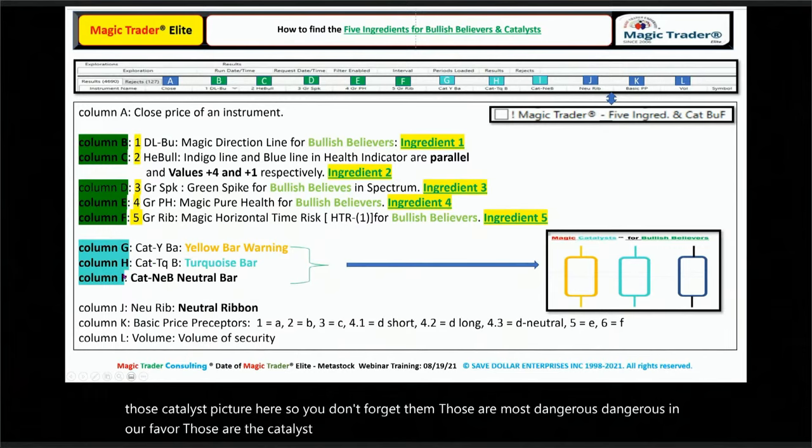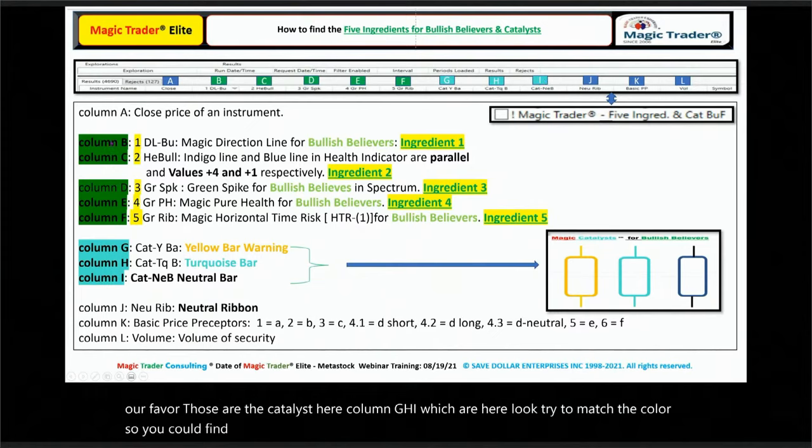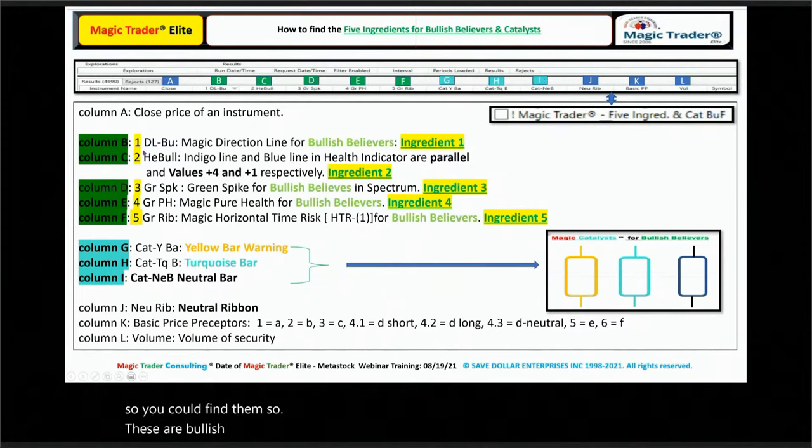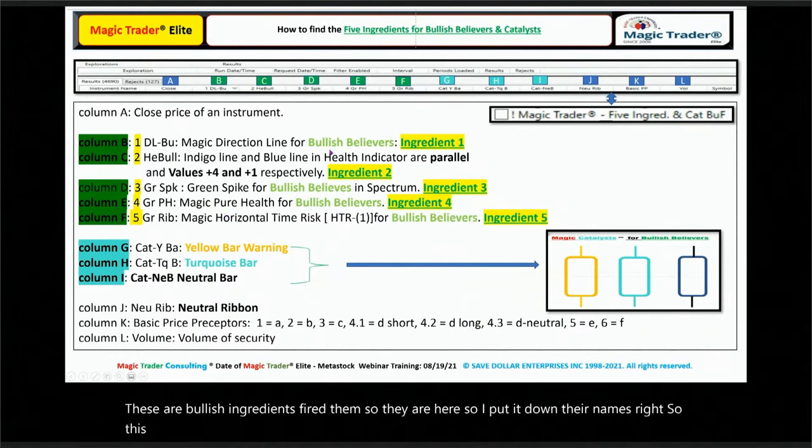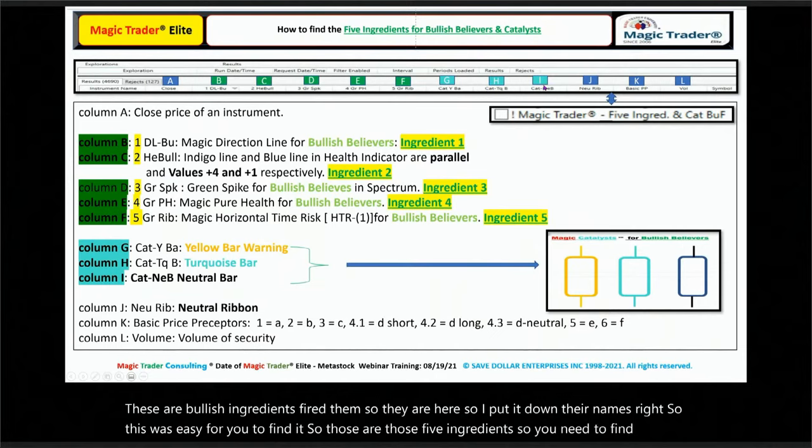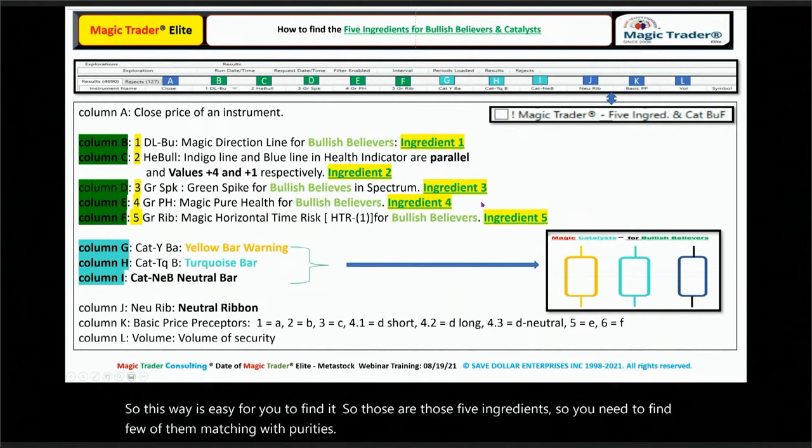Columns G, H, and I, which are here, look. I tried to match the colors so you could find them. So these are the bullish ingredients, five of them, and they are here. I put down the names, so this way it is easy for you to find them. So those are those five ingredients. You need to find a few of them matching with a few of these, right? And we're good to go.